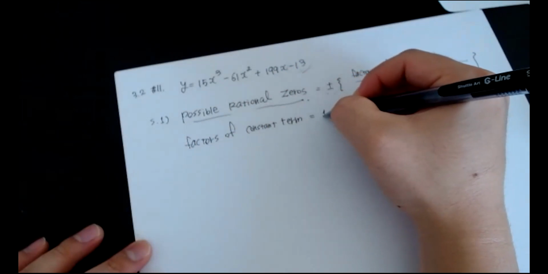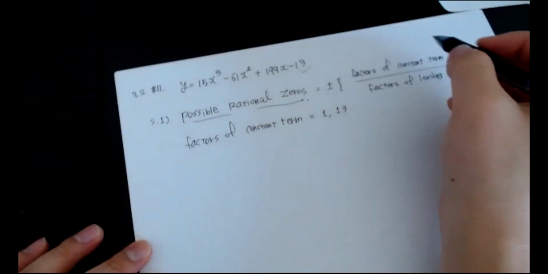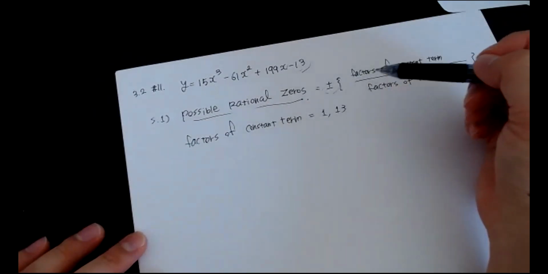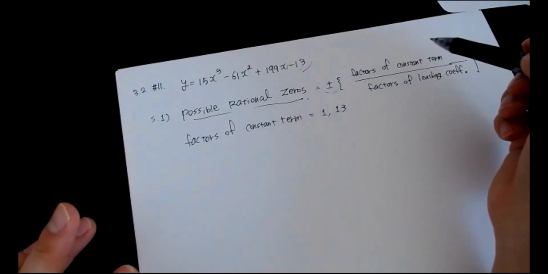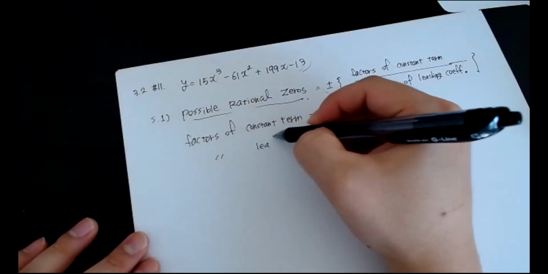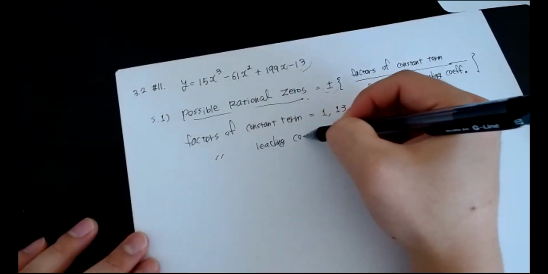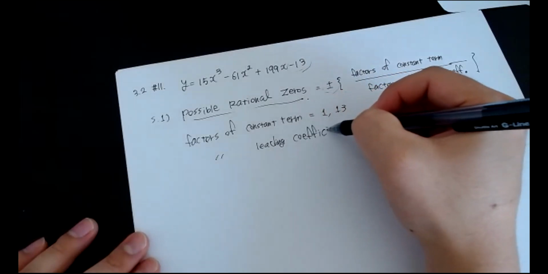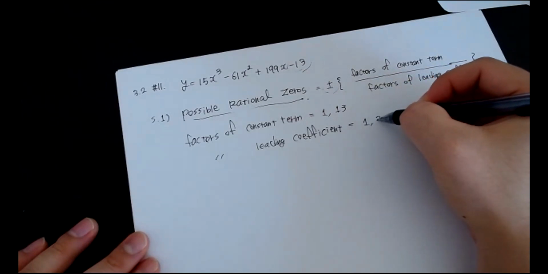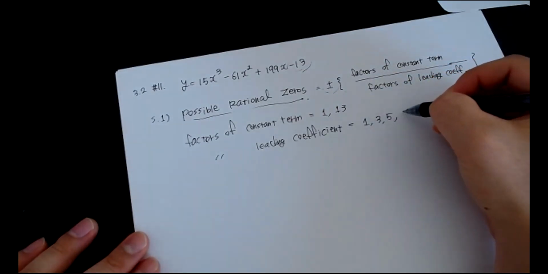That's going to be 1 and 13, because 13 is a prime number. Since 13 is a prime number, 1 and 13 are the only factors of 13. The factors of the leading coefficient are 1, 3, 5, and 15, right?